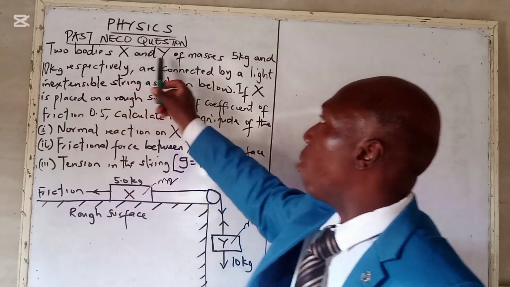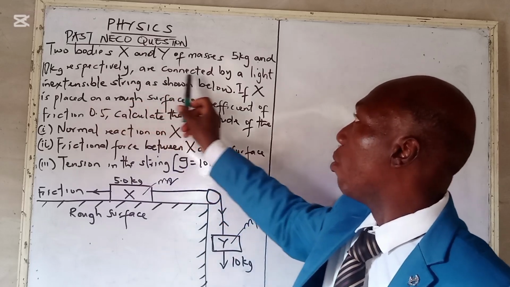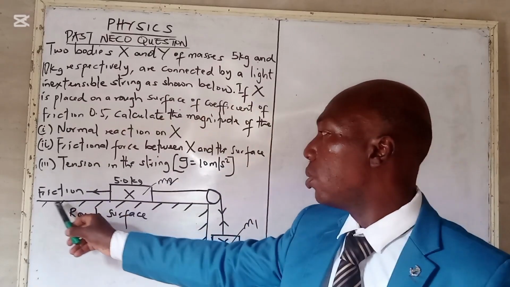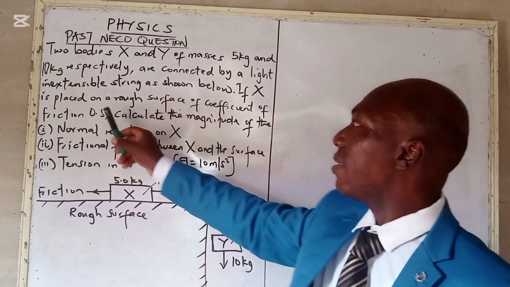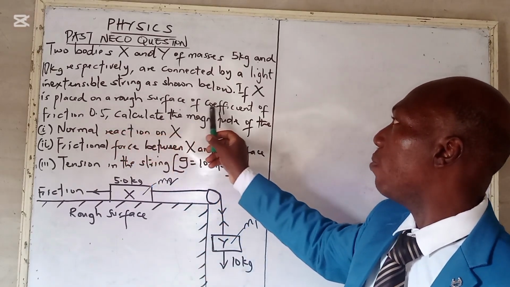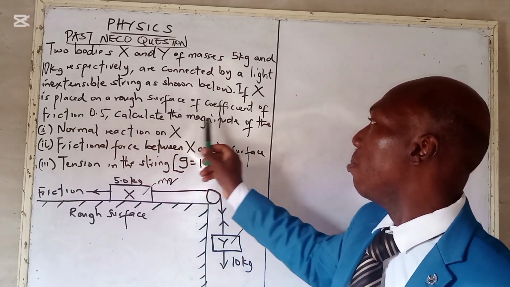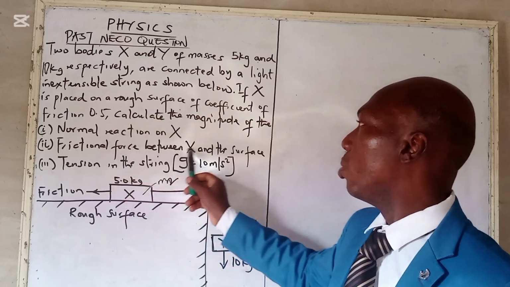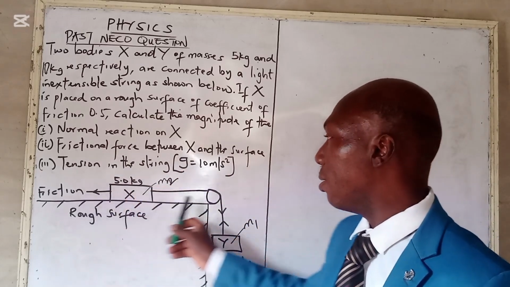Two bodies X and Y of masses 5 kg and 10 kg respectively are connected by a light inextensible string as shown below. This is the string. If X is placed on a rough surface of coefficient of friction 0.5, calculate the magnitude of the reaction on X, frictional force between X and the surface, and tension in the string. And this is the diagram.